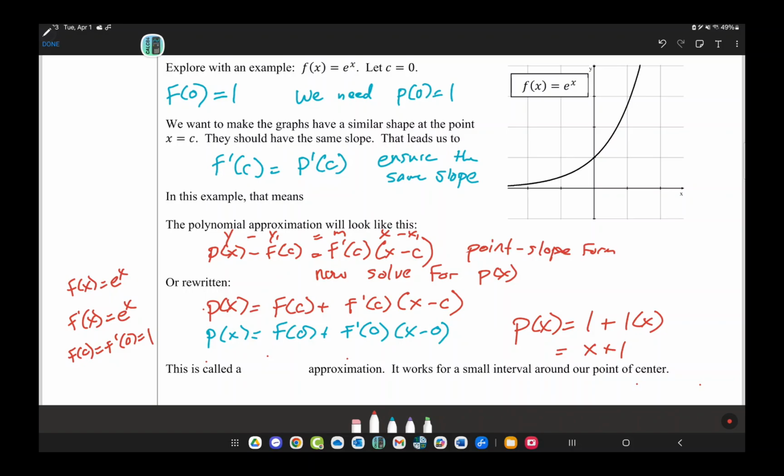Right? This is what's called a first order approximation. It works for a small interval around the point of center. Basically, what did we just find? You have a tangent line. Just a different way of doing it.